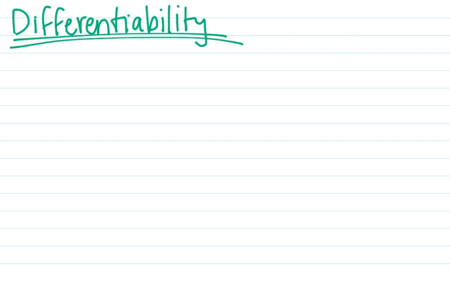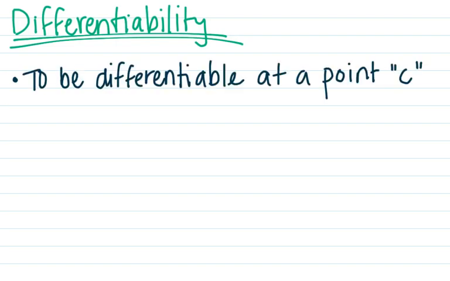Alright, so now that we've talked about how to take the derivative of a function, we're going to talk about what it means for a function to be differentiable. And make sure you're taking your notes on the back of the handout I gave you at the end of class. So we'll start small and talk about what it means to be differentiable at a point.